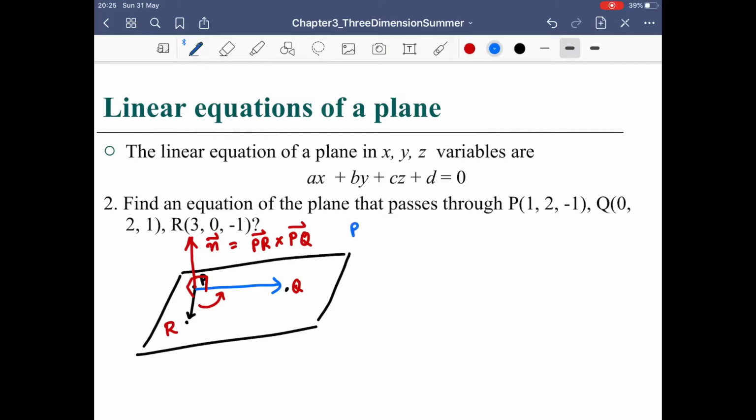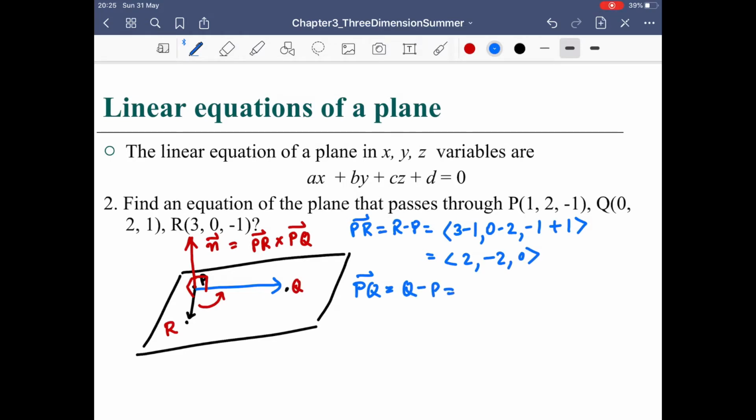So you are going to find your PR, which is R minus P. Your R is (3, -1, -1)... R is 3, P is 1, then 0, P is 2, then -1, P is -1. So it is 2, -2, and 0. And your PQ, which is Q minus P. Q is 0, P is 1, Q is 2, P is 2, Q is 1, P is -1. So you got -1, 0, 2.